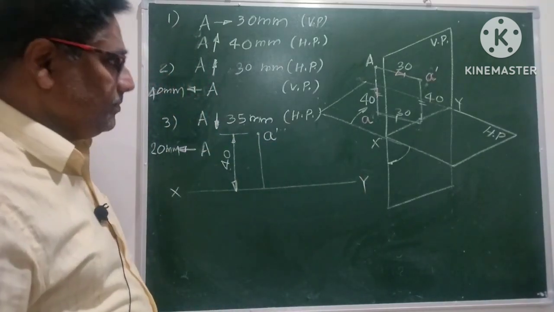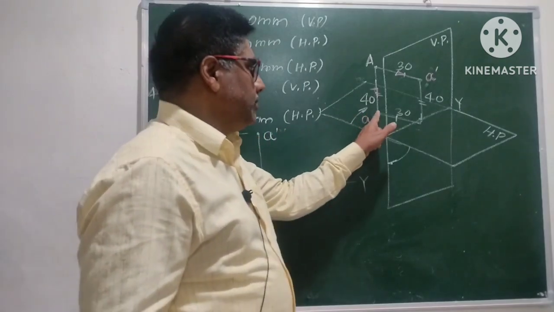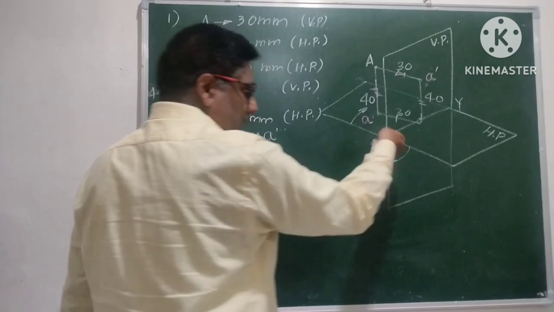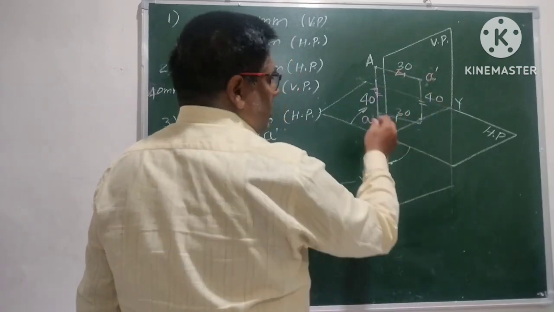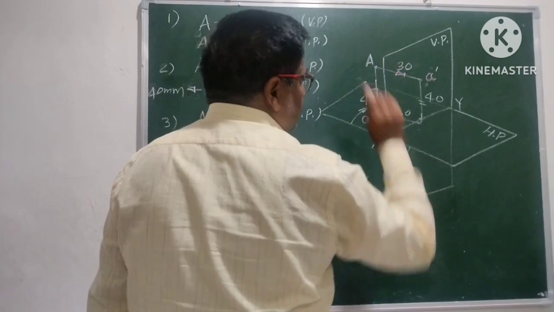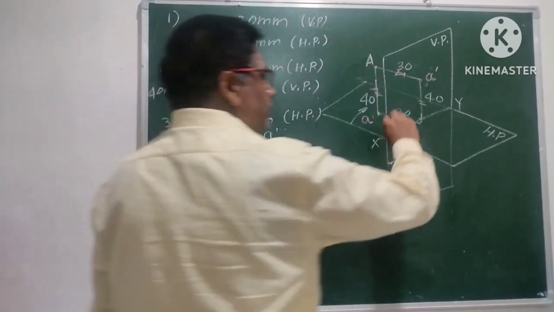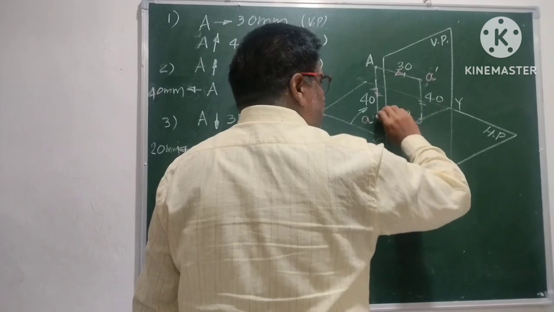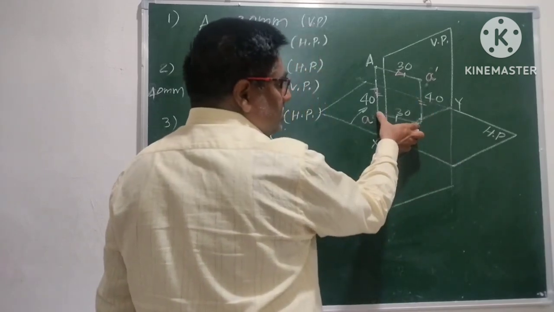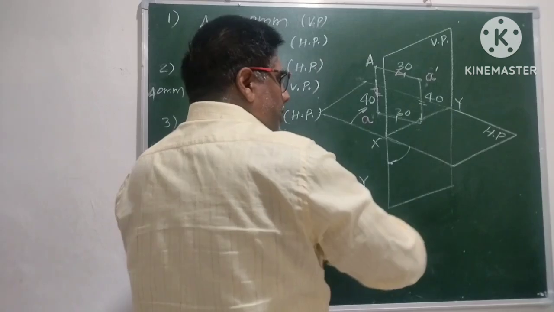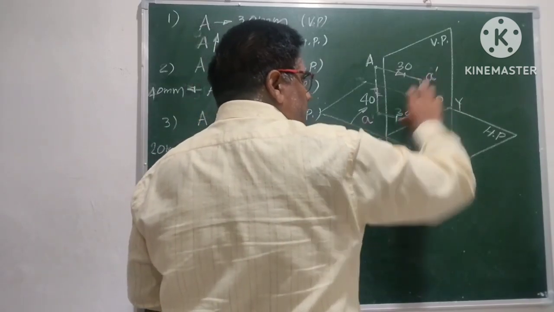And to get the top view, as we are rotating this plane through 90 degrees, this part will go up, and this point, 30 mm, will lie on this vertical line after rotation. Earlier this distance was horizontal. It will become vertical after rotation.